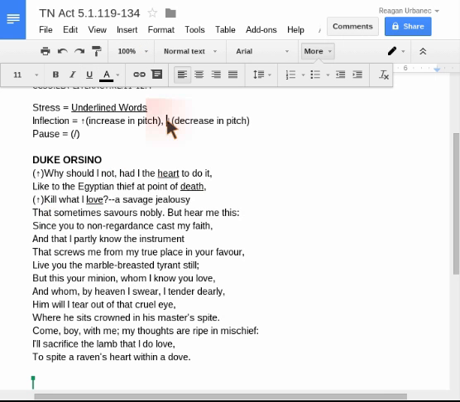Now let's do a decrease in pitch. "Why should I not, had I the heart to do it, like the Egyptian thief at point of death?" Now, this line I view as sort of positive. It's not really necessary, it's just poetic. So why don't we bring it back a little bit, so we can really emphasize this "kill what I love" bit. Wow, that just sounds cool.